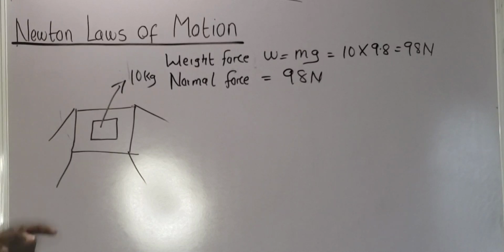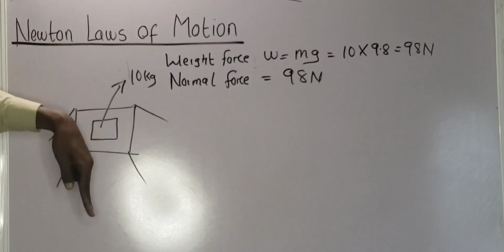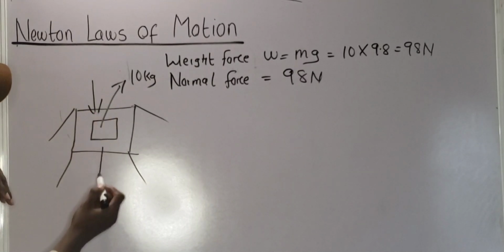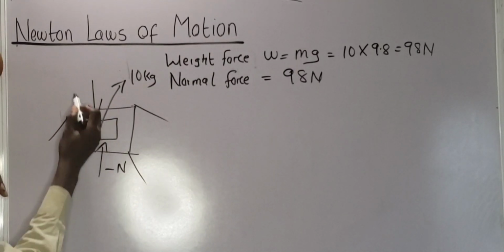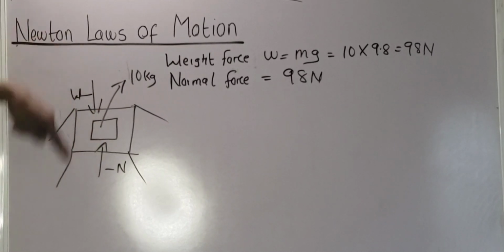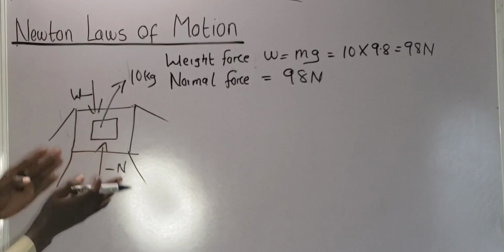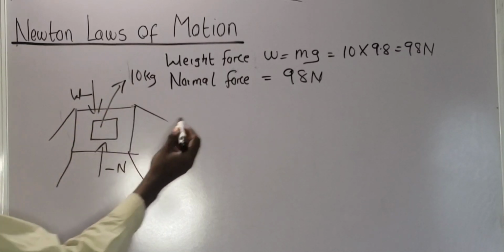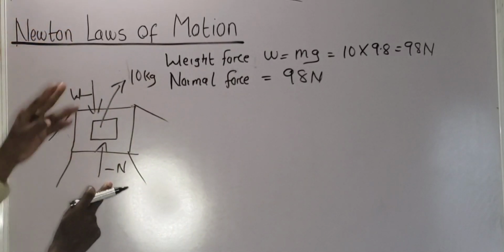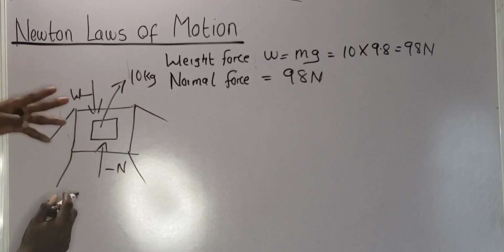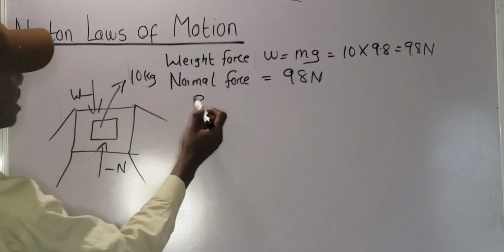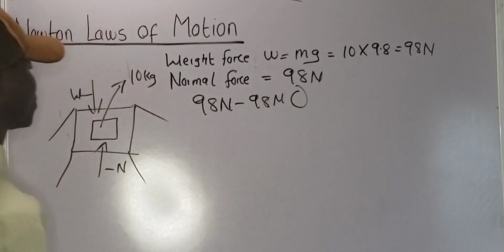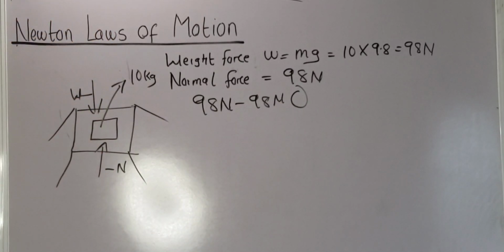So the sum of all the forces acting on this box is what? 0. Do you understand? Because the weight force is acting in this direction and the normal force is acting in this direction. So to make the box balance on this table, that means 98 Newton is the normal force and the weight force is also what? 98 Newton. So therefore 98 Newton minus 98 Newton, that is what? 0. Do you understand? Because we have two forces acting in opposite directions. Okay?